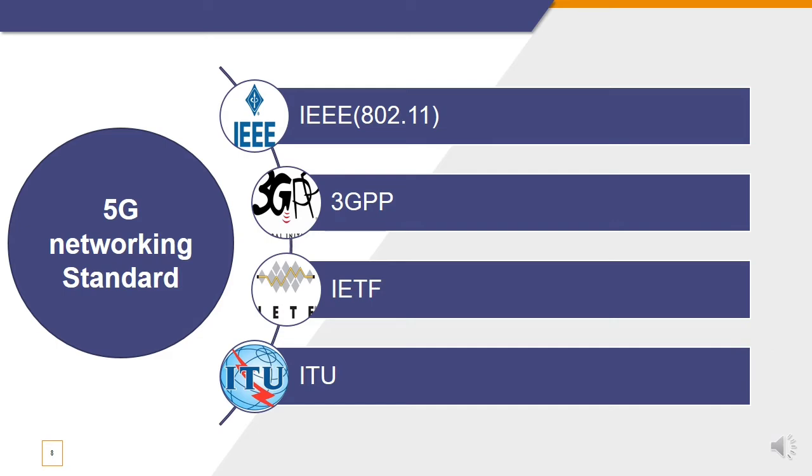It is release 15, the first release that defined 5G implementation. 3GPP is also focusing on enhanced mobile broadband. Other than that, IETF, which means Internet Engineering Task Force.